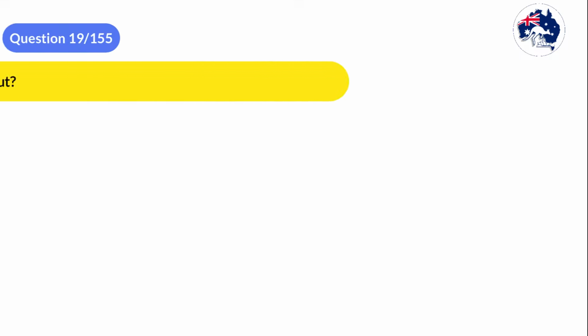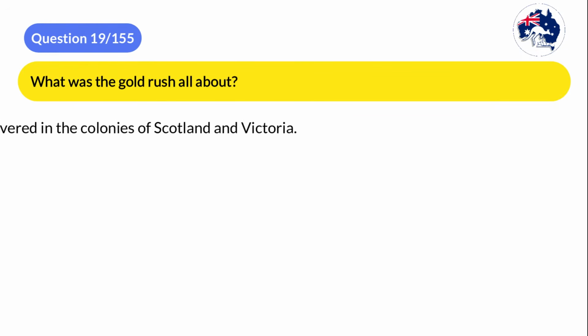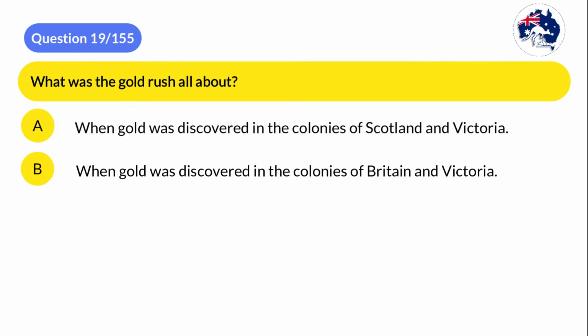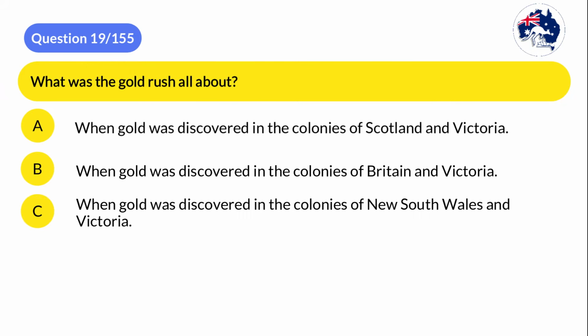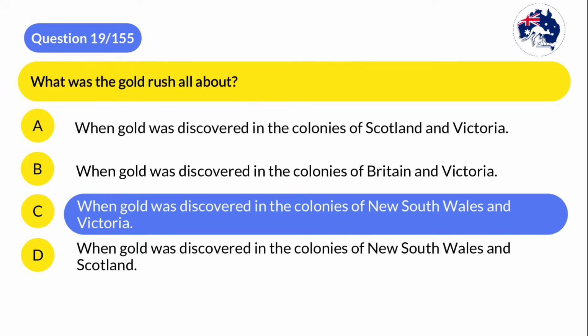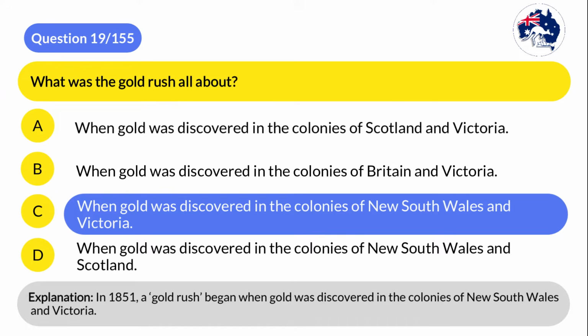Question 19. What was the gold rush all about? A. When gold was discovered in the colonies of Scotland and Victoria. B. When gold was discovered in the colonies of Britain and Victoria. C. When gold was discovered in the colonies of New South Wales and Victoria. D. When gold was discovered in the colonies of New South Wales and Scotland. The correct answer is C. When gold was discovered in the colonies of New South Wales and Victoria. Explanation: In 1851, the gold rush began when gold was discovered in the colonies of New South Wales and Victoria.